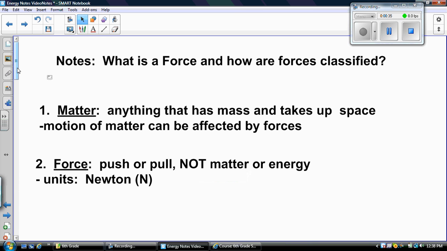So, reminder, matter is anything that has mass and takes up space. Motion of matter can be affected by forces. So how matter moves can be affected by forces. Again, you have to have a force to push that ball to get it to move, to get that potential energy to be converted into kinetic energy. A force is a push or a pull. It's not matter or energy, however it affects both. The unit for measuring a force is newtons, or N, because Sir Isaac Newton was the one who discovered what a force is.